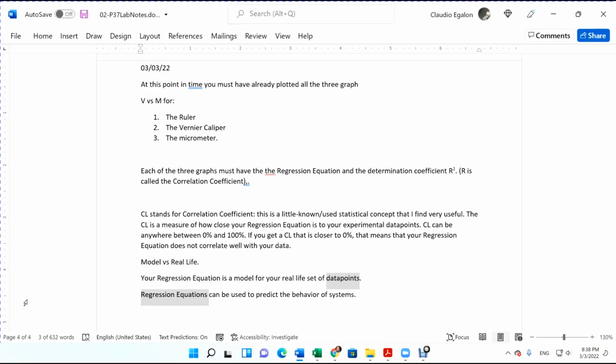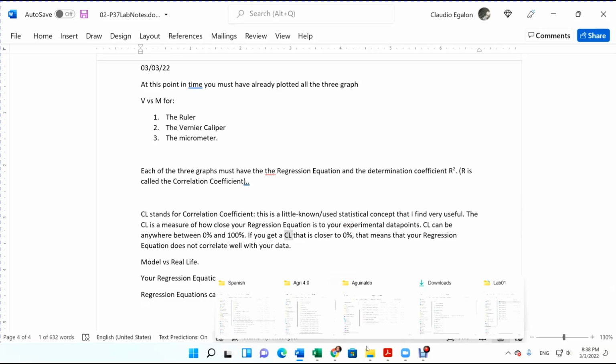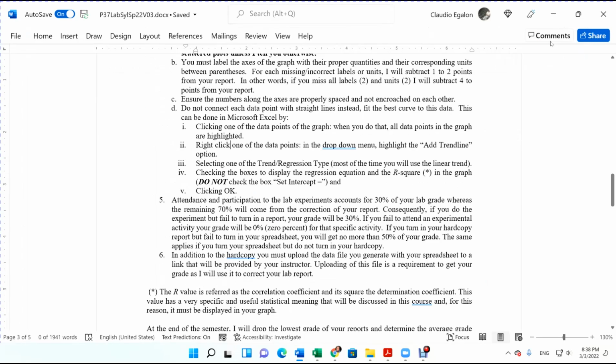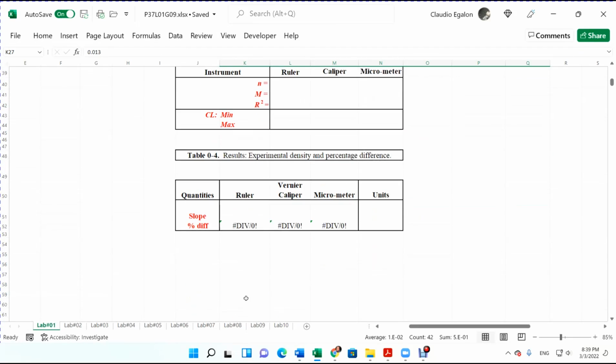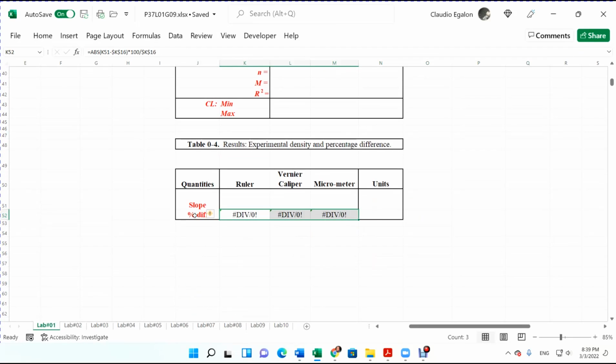That's what regression equations are all about, okay? So how you're going to measure how good the regression equation is, you measure it using the CL. Not just the CL, but you also measure it using the percentage difference as well. So two ways of getting an idea of how good your data is: the CL and your slope.